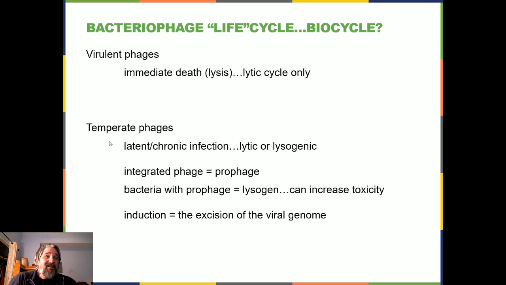The temperate phages, on the other hand, can become latent and cause a chronic infection to the host cell, but they can also become lytic. And this is called lysogeny when they go temperate or become integrated into the host's chromosome. And when that phage becomes integrated into the host's chromosome, we call it a prophage. And a bacteria hosting a prophage is a lysogen. And sometimes this comes with increased toxicity because that prophage will bring genes that are capable of conferring increased virulence. And then induction is the process of excising the viral genome from the host.